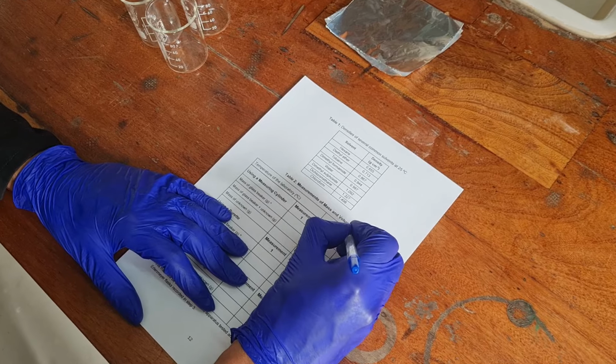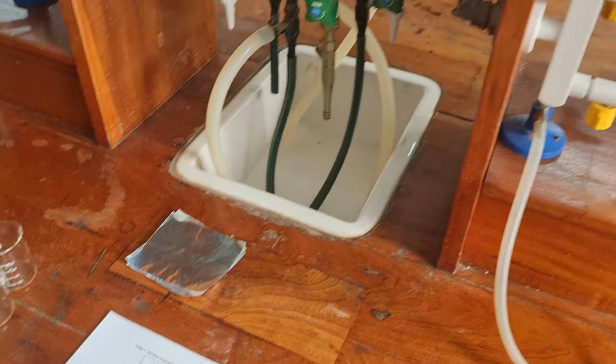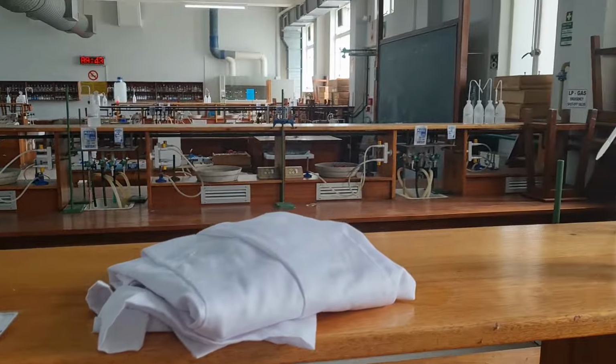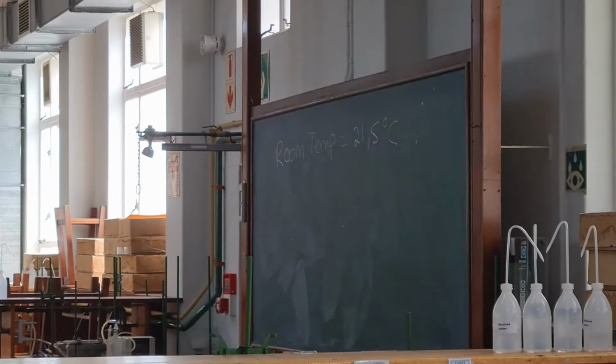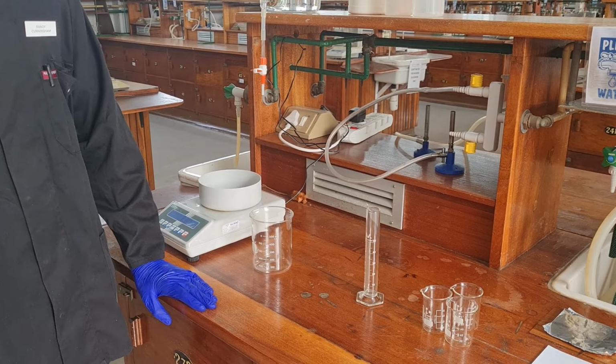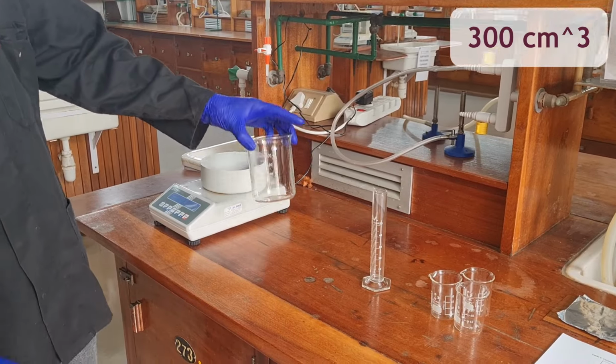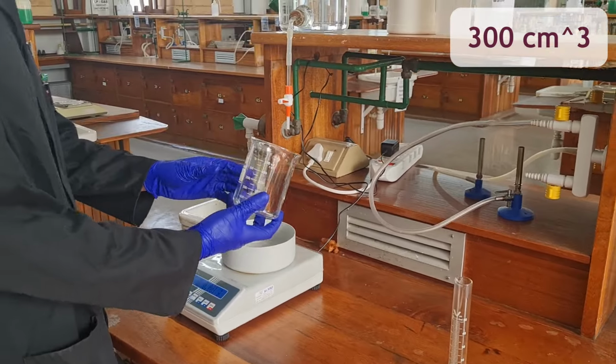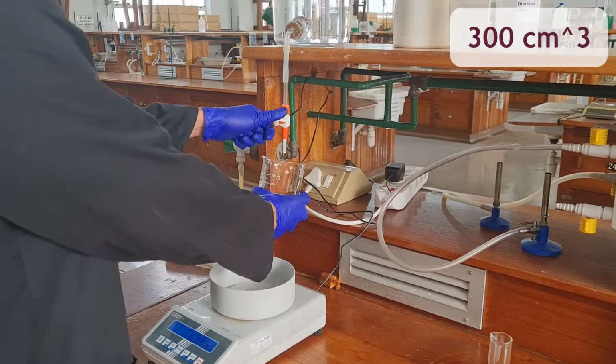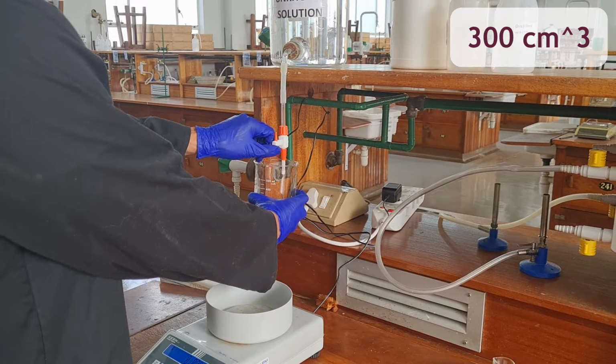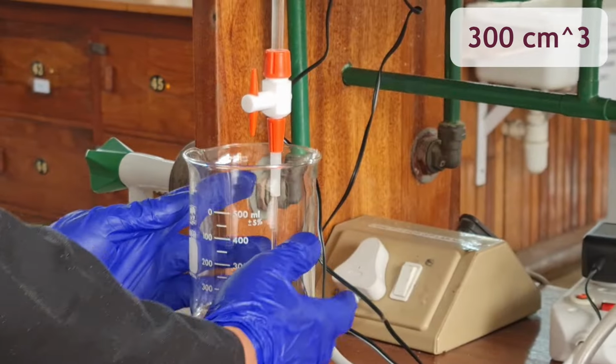To start, firstly, make a note of the temperature in the laboratory. Remember, temperature affects density. Secondly, pour approximately 300 cubic centimeters of the unknown solution from the nearest large stock bottle into your 600 cubic centimeter glass beaker.